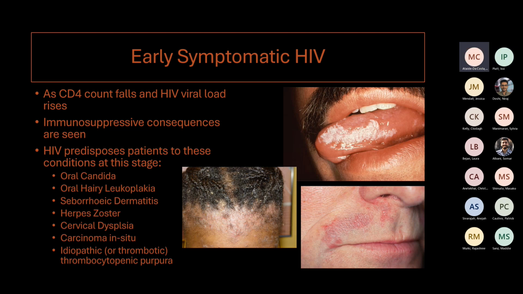And then there are others. So you can get varicella zoster. You can get oral candidiasis. You can get idiopathic thrombocytopenic purpura.